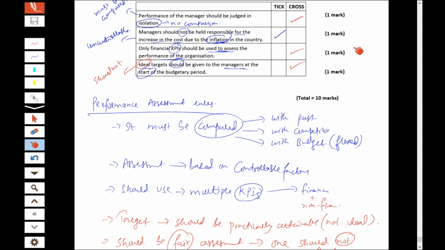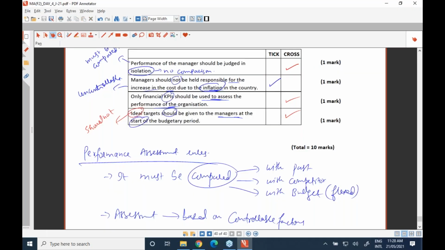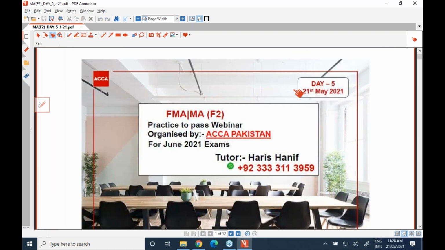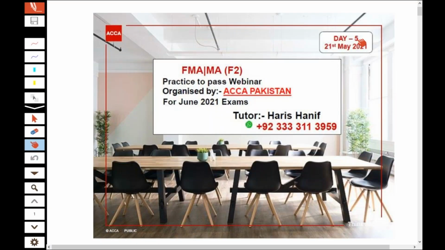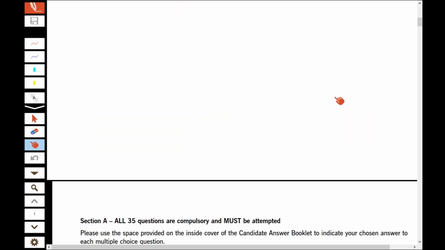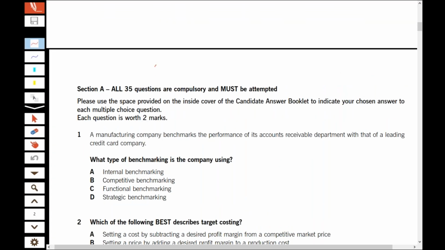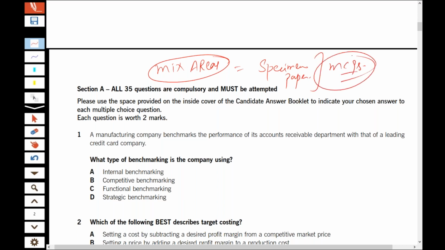So now, students, this was the performance measurement topic which we had covered. Now, what is basically today's agenda? In my day-wise plan, I had told that in day 5 we will be covering other areas. Now, what are the other areas? Probably you will be happy that other areas are the mixed areas. Mixed areas means this is the specimen paper, which is only MCQs. I see that all 35 questions are compulsory and must be attempted.